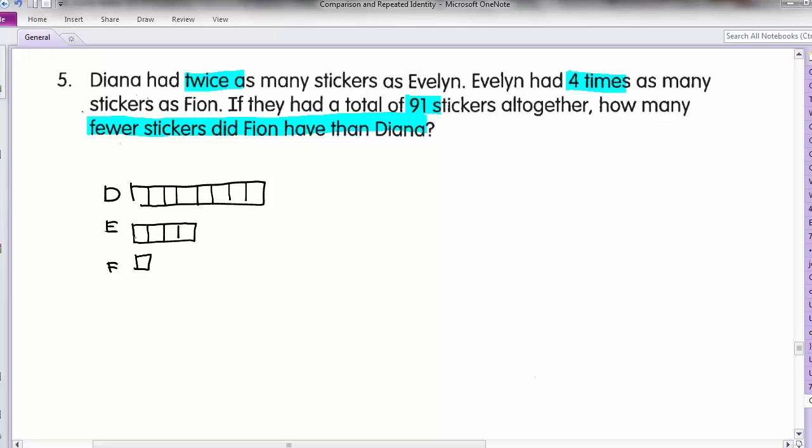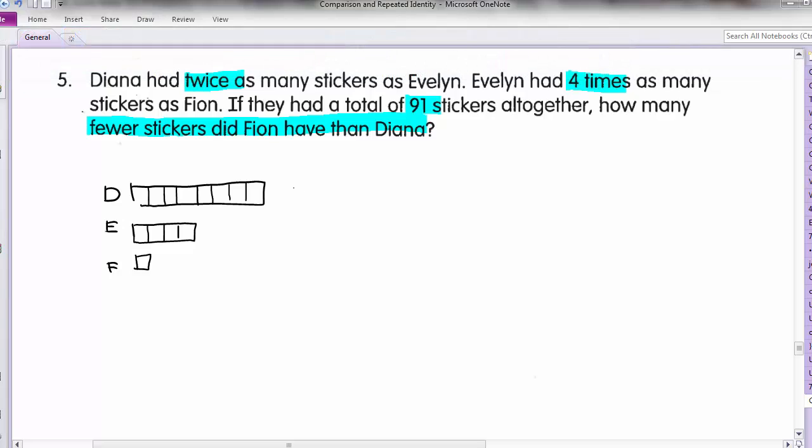Now let's check. Okay, let's see whether we're correct. Diana had twice of Evelyn. So Evelyn has 4 units. Diana must have 8 units. 1, 2, 3, 4, 5, 6, 7, 8. Correct. Evelyn 4 times as Fionn. Okay, so sometimes you may need to update your model. So don't be afraid to do so.